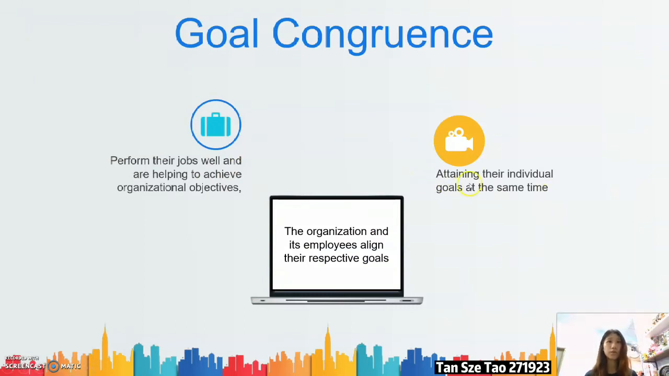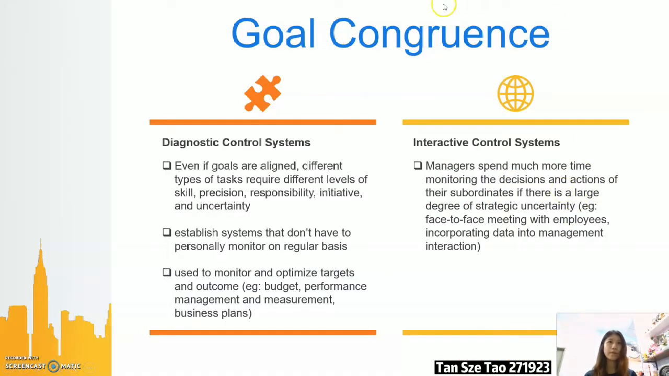Next, goal congruence. When the organization and its employees align their respective goals, it is referred to as goal congruence. Goal congruence will only appear when the employees perform their jobs well and help to achieve organizational objectives while attaining their individual goals at the same time. Therefore, control systems divide into two types, which are the diagnostic control system and also the interactive control system.